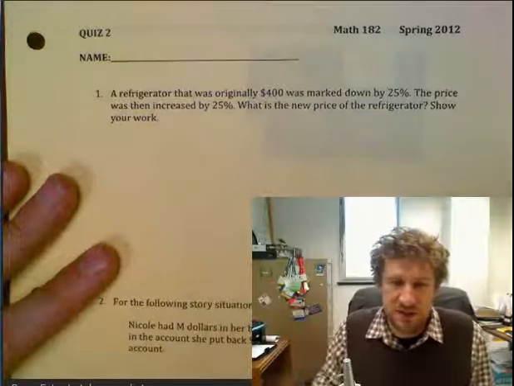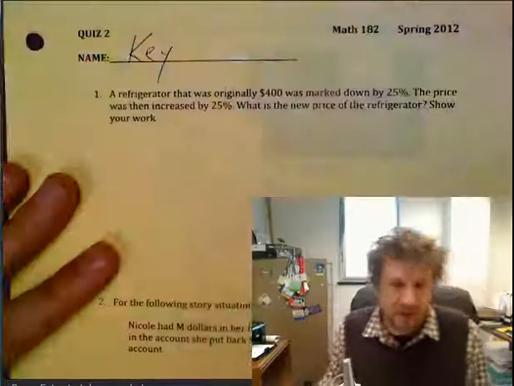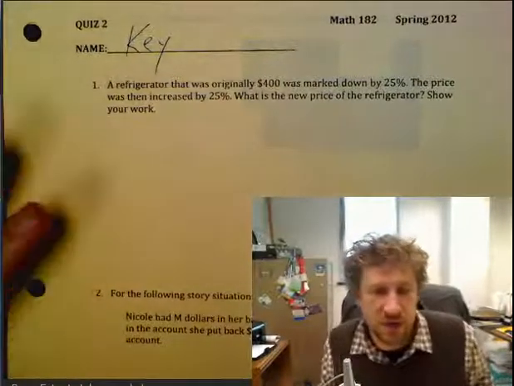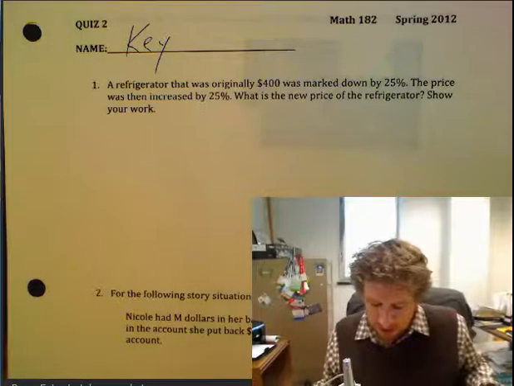All right, this is the solutions for quiz 2, so it's the key. So let's see here. I'm going to try to make this brief, so I'm not going to read through the whole problem.